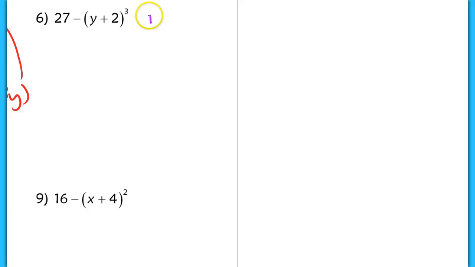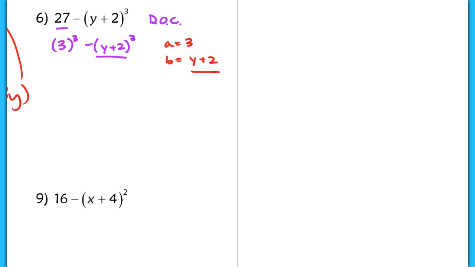Here, this is a difference of cubes. So we need to recognize this as a difference of cubes because if you look here, you've got a number cubed. That number would be 3. So 3 cubed minus, obviously the term is already cubed, but this term here, that whole thing, is just another quantity cubed. So we've got an a value of 3 and a b value of y plus 2. So don't get confused when you see something like that because it's still going to follow your same general form.